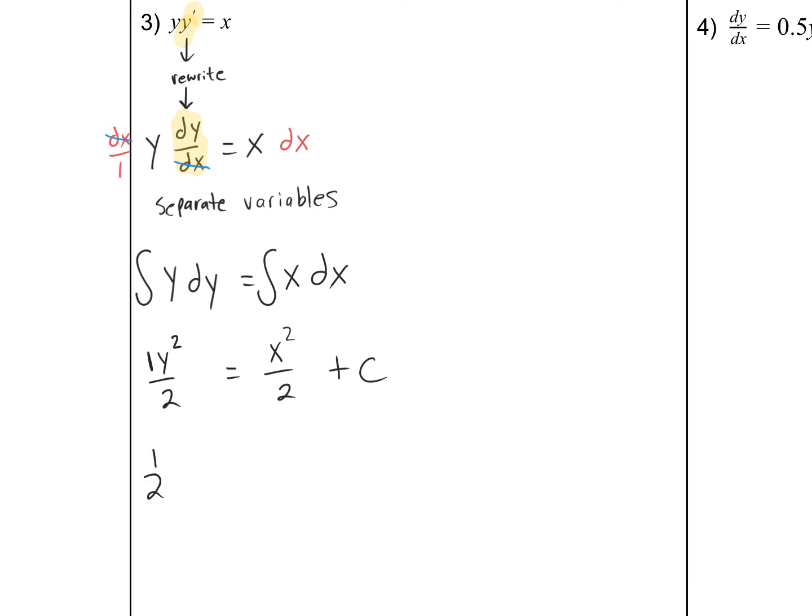So 1/2 y squared is equal to, same thing here, 1/2 x squared plus c. That is as far as you need to go. The term with y in it is all by itself. All right, one more, and we're going to call it a day.